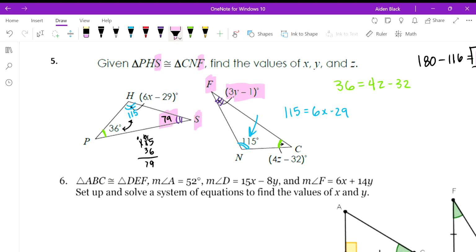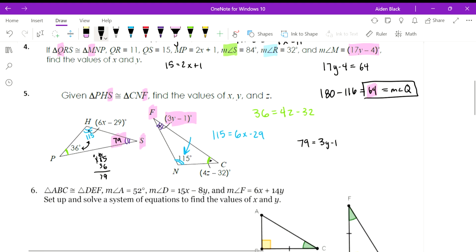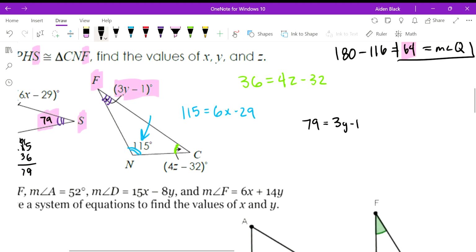79 is equal to 3y minus 1. Okay, and then you guys know how to solve from here.